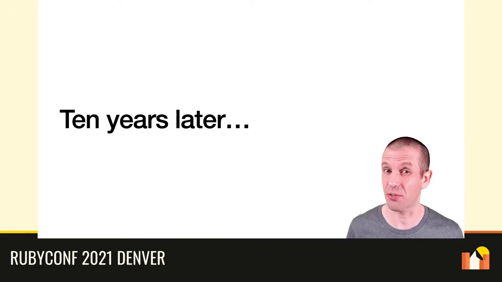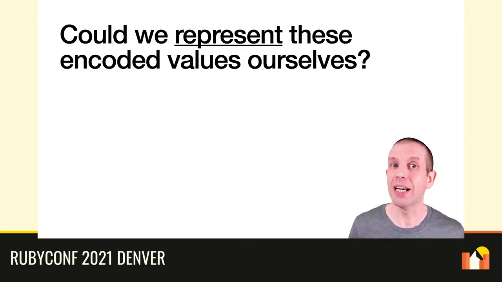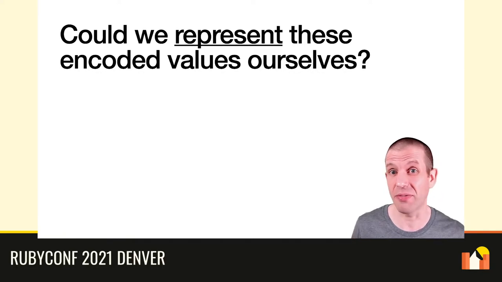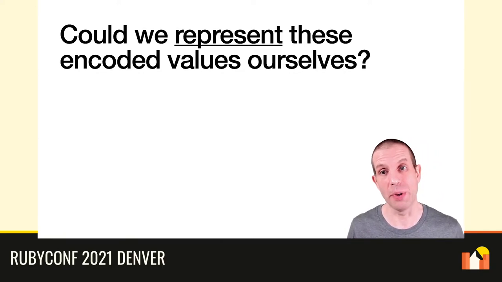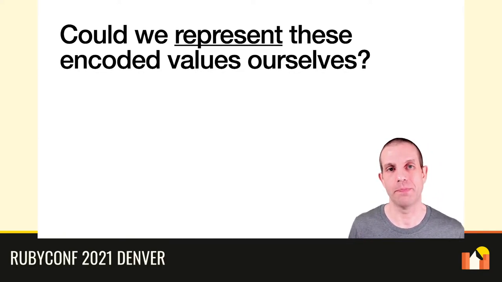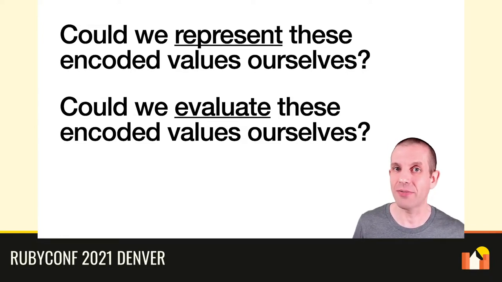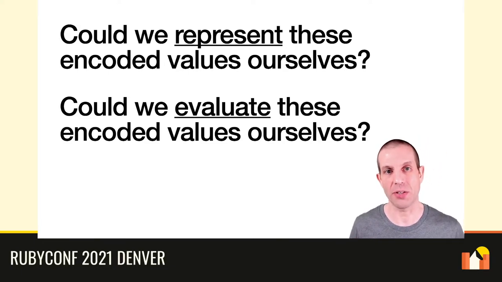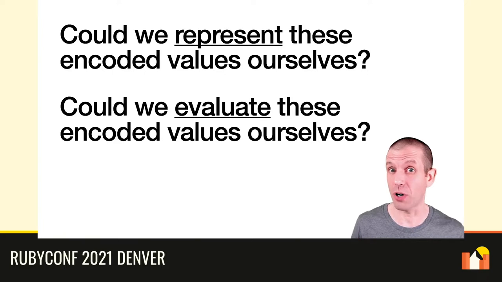And that means asking three questions. Firstly, could we represent these encoded values ourselves? Instead of using procs with their built-in behavior to represent numbers and lists and stuff, could we design and implement our own objects to do it? Secondly, if we have our own objects for encoding values, can we explicitly evaluate them and recreate the computational behavior that we get for free with procs?